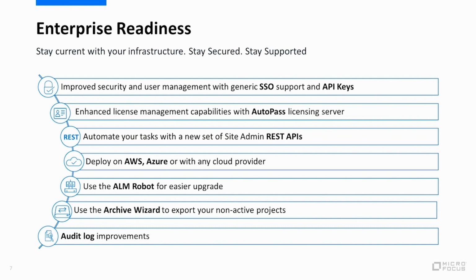We added support for public cloud providers that enables you to deploy ALM on any public cloud such as Azure and AWS. You can now use the ALM robot for easier upgrade and the archive wizard for easier archiving of non-active projects. We also improved the audit log to support more actions such as change to workflow scripts. All this new security and administrative enhancement will ensure that you're ready for the enterprise.